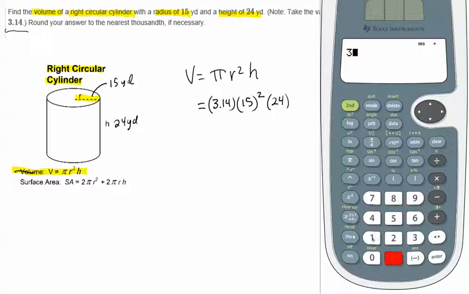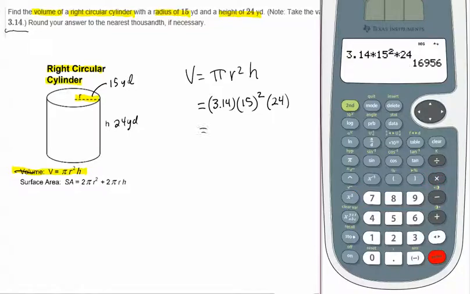3.14 times 15 squared. Now if you don't have a squared key, you can just take times 15 times 15. If you do, you can hit the square button, which is right there. Whoops, I gotta clear that out. I hit it twice. Let's try it again. 3.14 times 15, and then I'll hit the square key. And then times 24, and then hit enter.